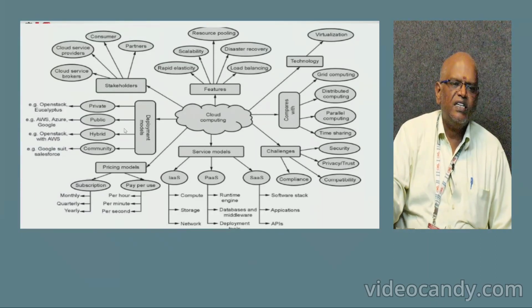So we can avail the services through the public deployment model. One example is AWS, another example is Azure, and the next example is Google. The next one is the hybrid deployment model. It is a combination of private and public cloud. So we can get a hybrid cloud through OpenStack with the AWS environment.